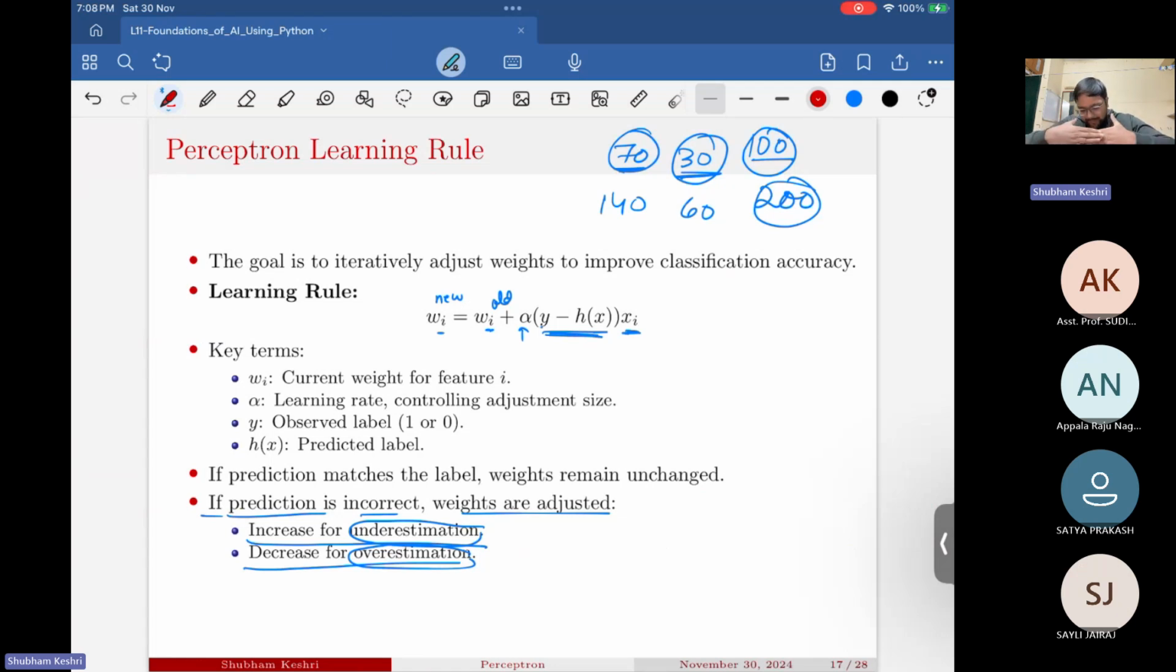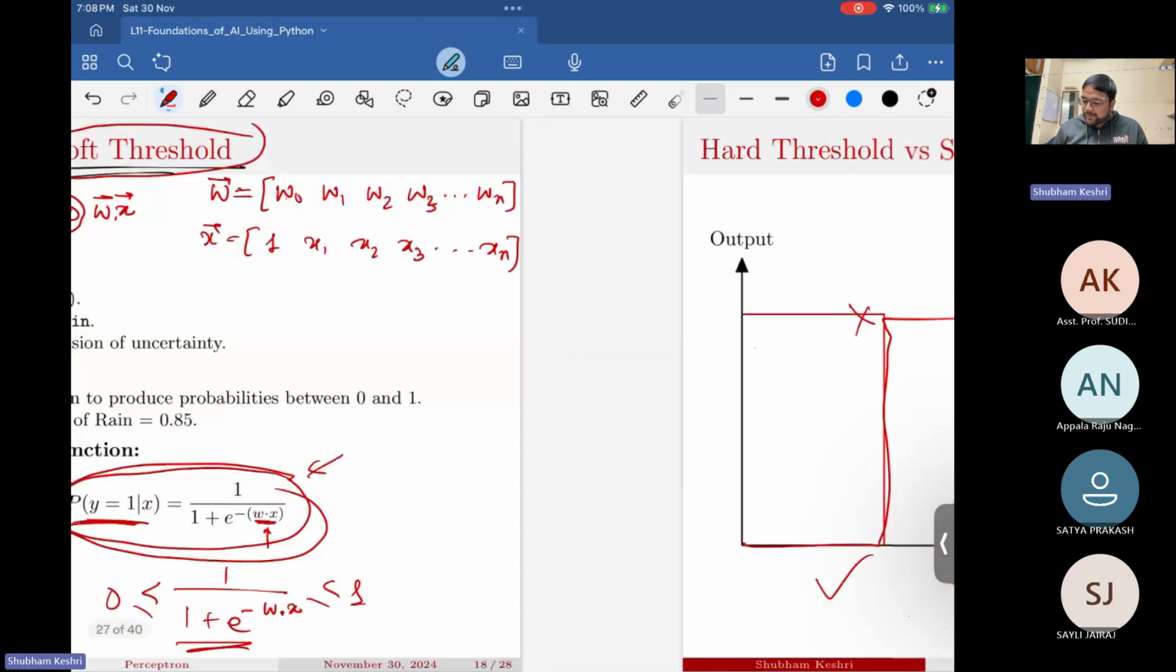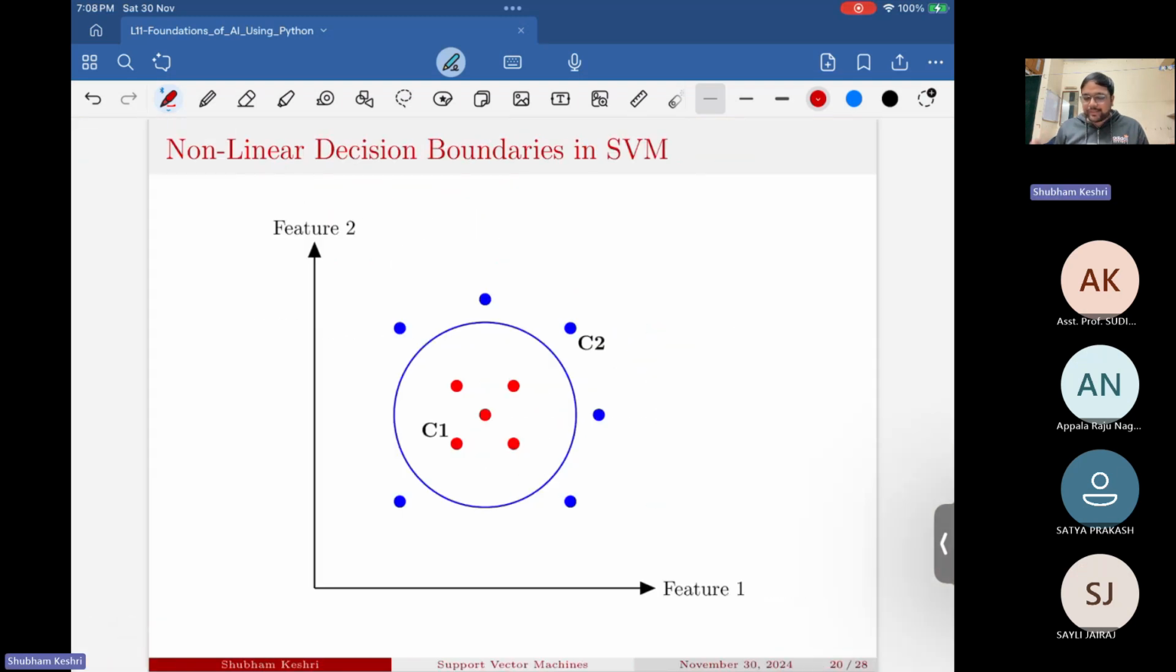So we can have a linear plane. It can be 2D, 3D, 4D, n dimension, but a plane, right? What happens if your data is something like this? How will you draw a plane? You will not be able to draw a plane that separates the two classes, right?